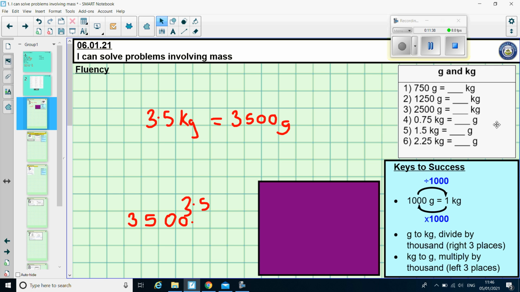Question 4, 0.7 kilograms is 750 grams. Question 5, 1.5 kilograms is 1,500 grams. And question 6, 2.25 kilograms is 2,250 grams.